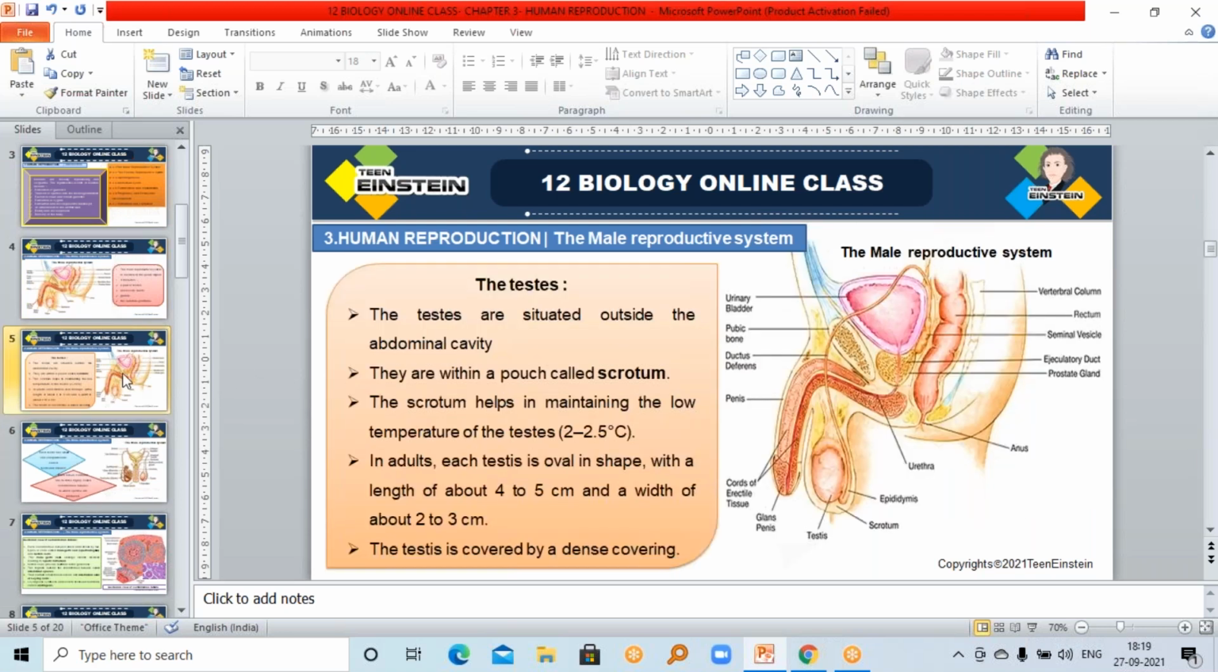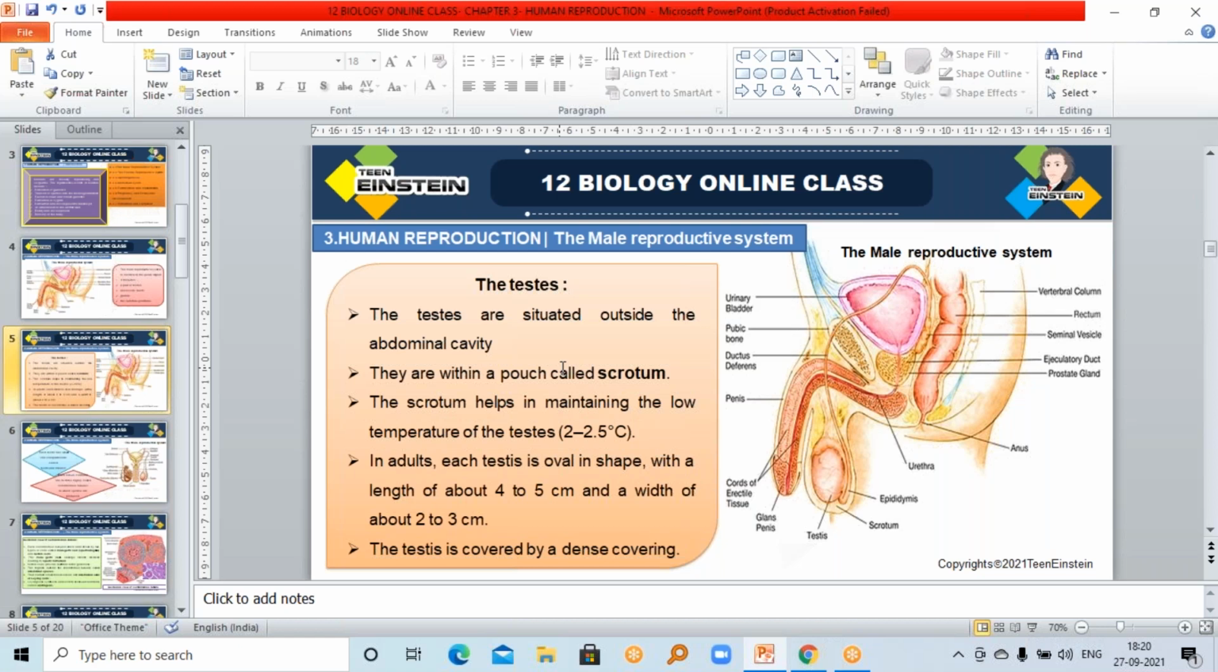Okay. Now let's learn each part of the male reproductive system in detail. First, let's discuss the testes. Here you can see in the male reproductive system, this is the testes, and they are situated outside the abdominal cavity. They are not inside the body. Testes are the primary sex organs in man.